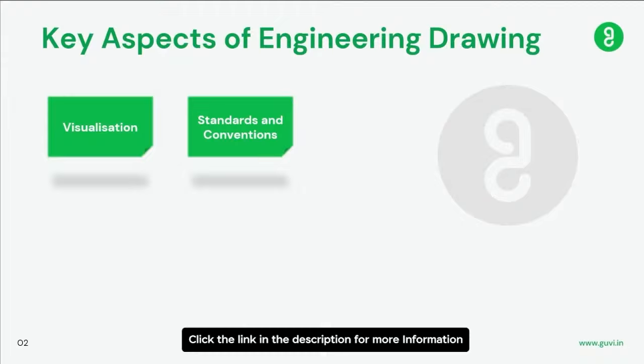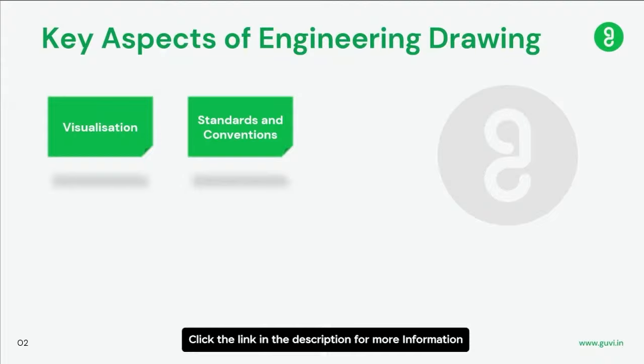Standards and conventions. In engineering drawing, there are a specific set of standards and conventions that we need to follow to ensure consistency and understandability across industries and countries. These standards govern the use of symbols, line types, dimensions, notations, and any other element of the drawing.